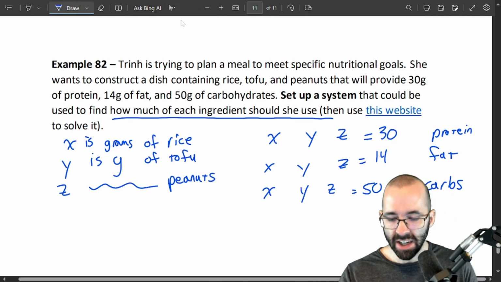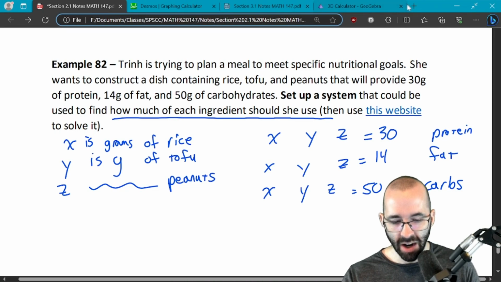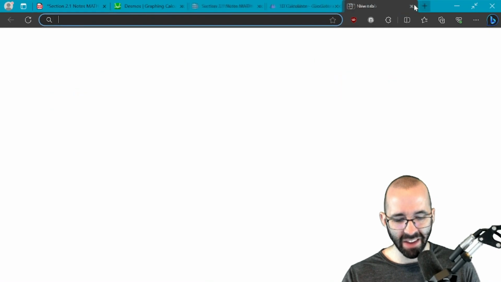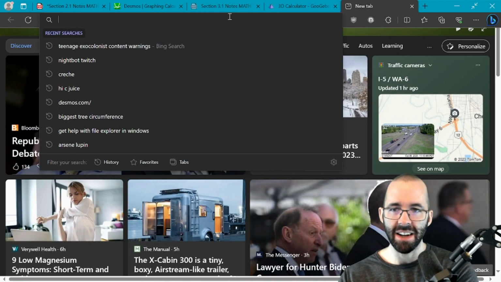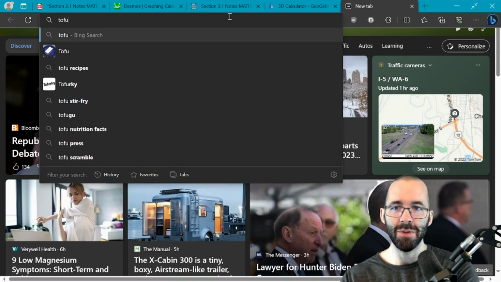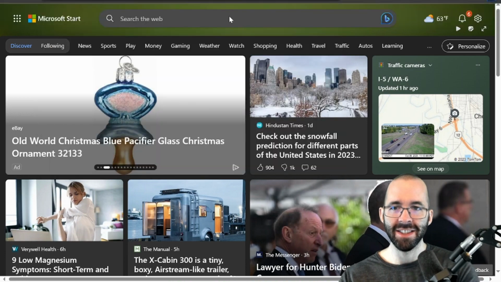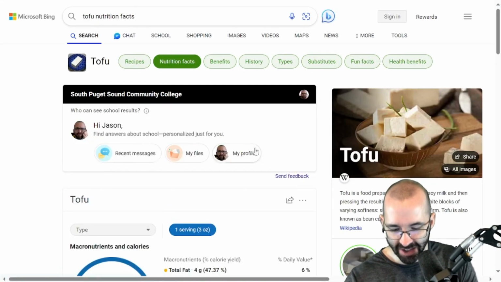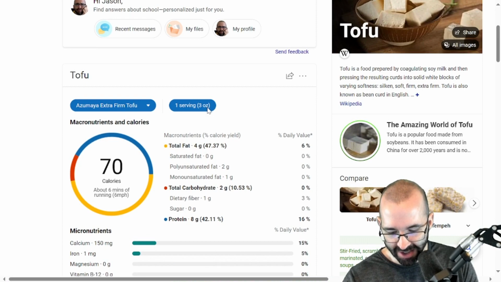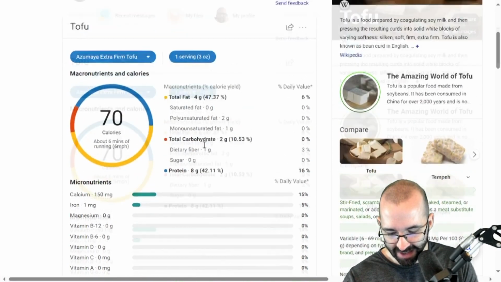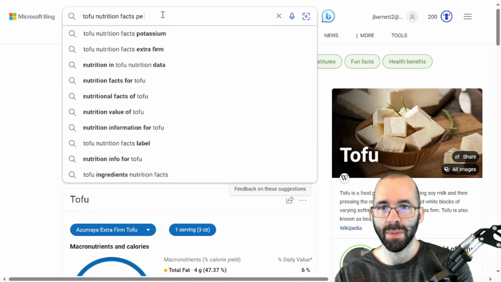So we take it to Google, or I'm using Microsoft Edge right now. I'm going to use Bing, I guess, and say, okay, what is tofu nutritional? Let's find this out. Okay. One serving is 3 ounces. Oh gosh, give me in grams, please. Per gram.